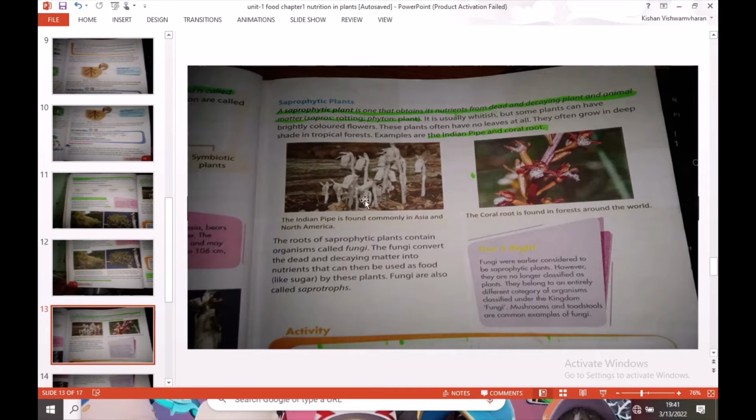They call it Indian pipe because it is mostly found in India, Asia and North America. The coral root is found in forests all over the world.